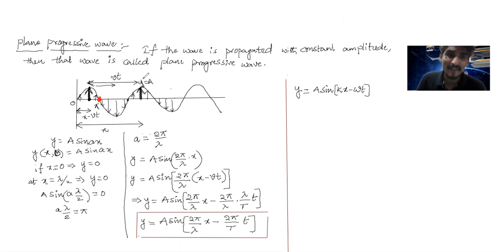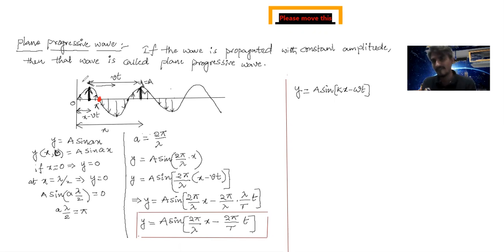Suppose here we have taken that the wave is started from origin. Means wave is originated actually, right? It is started from the origin, whatever we have taken in this diagram. Suppose if this wave is not starting from the origin, the wave has already started from some other point. How can we write that equation? If it is started from the origin, then we can say that the initial phase is zero.